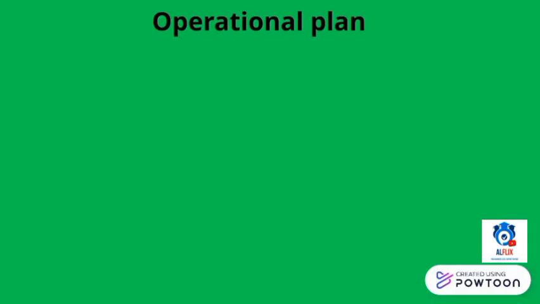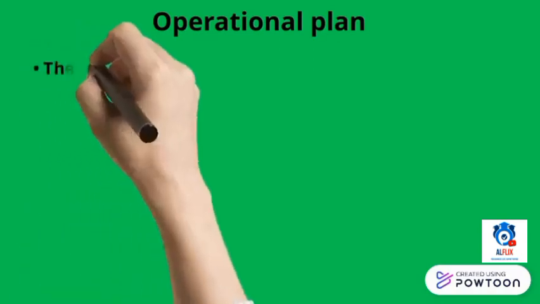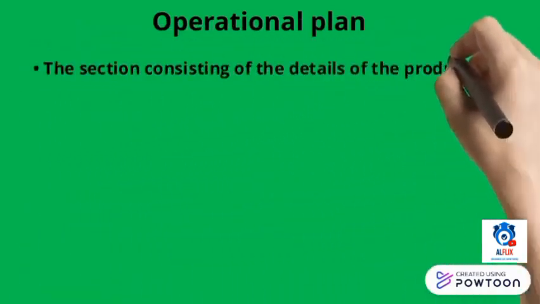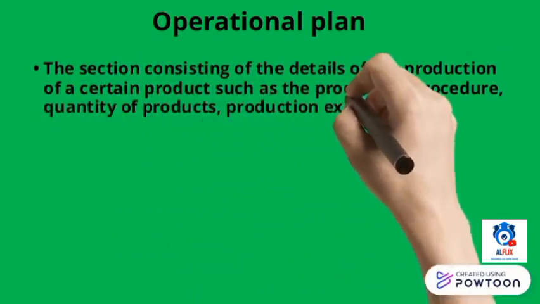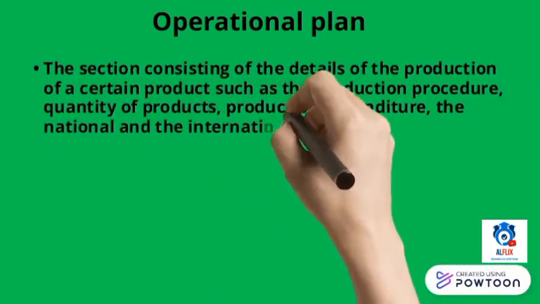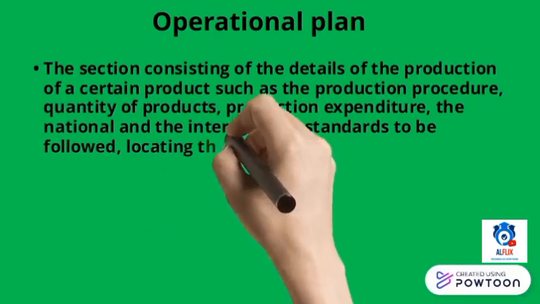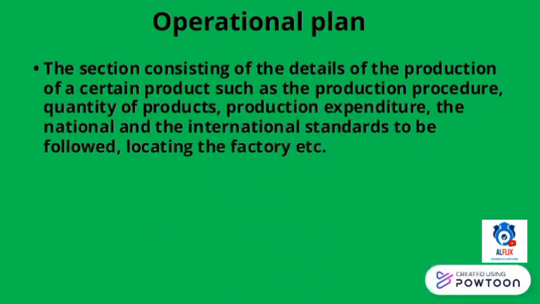Now let's look into what an operational plan is. Operational plan: the section consisting of the details of the production of a certain product such as the production procedure, quantity of products, production expenditure, the national and international standards to be followed, locating the factory, etc.